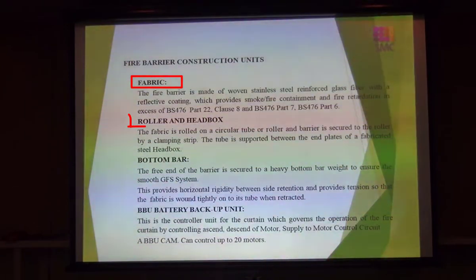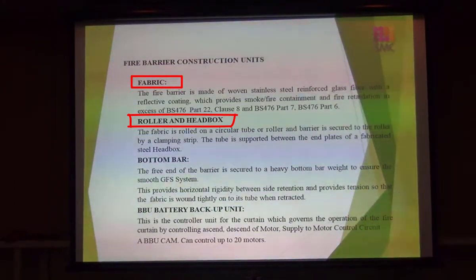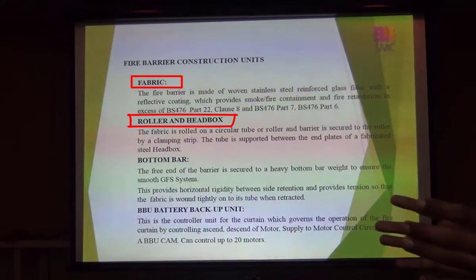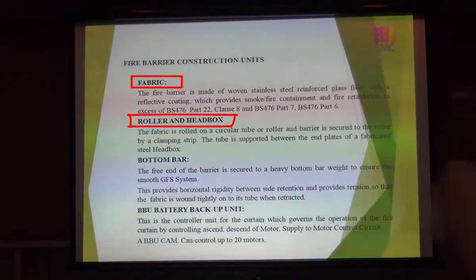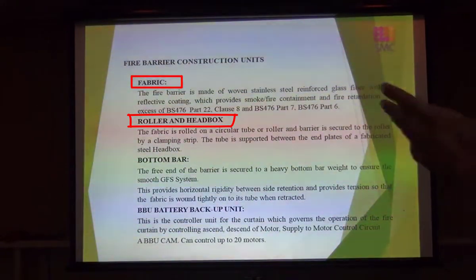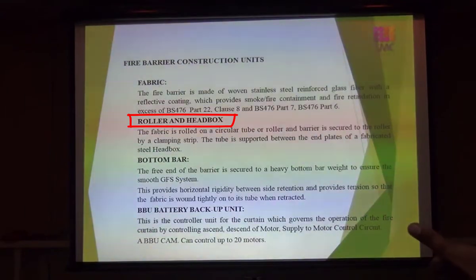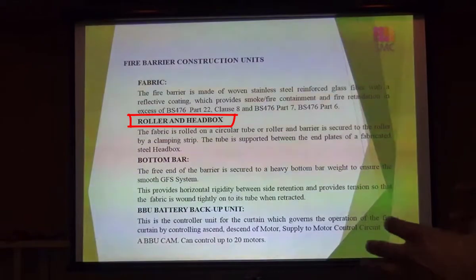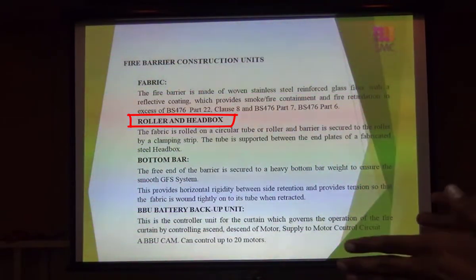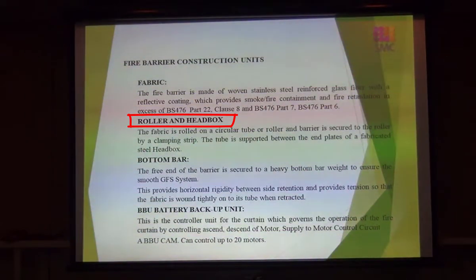Second thing is the roller and box. This is also a steel assembly. It is a galvanized steel head box, so that it is not affected by fire or paint. There is a roller, and on this roller the curtain will be wrapped up. It includes a head box and a roller, and the curtain will roll onto the roller and be contained inside the head box. When there is no fire situation, it will remain inside the head box assembly.